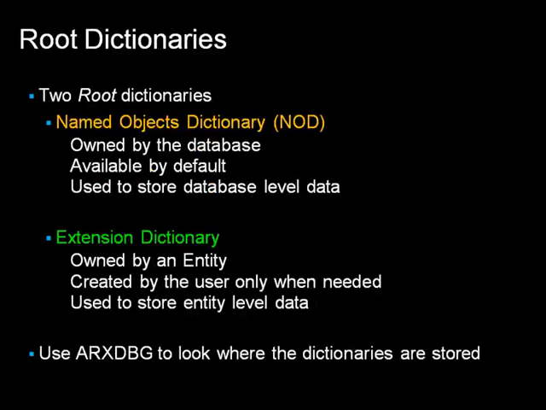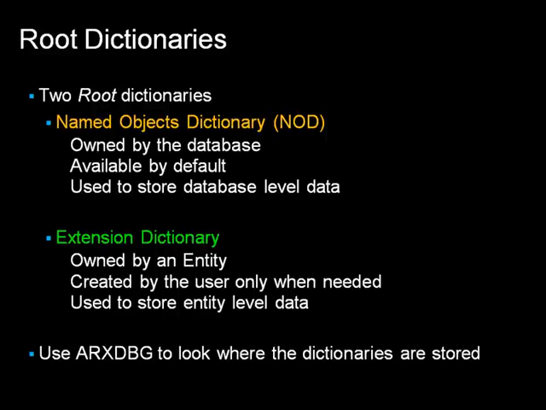If you examine the database of a brand new drawing, you will find that a dictionary is automatically created. The name of this dictionary is the Named Objects Dictionary. It's commonly referred to as the NOD. This dictionary will contain other dictionaries. You can think of it as the root dictionary for the drawing, and it is used to store data at the database level.